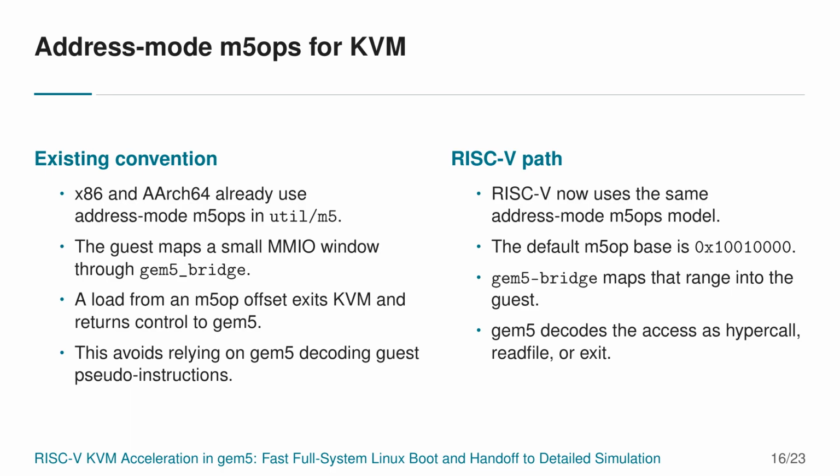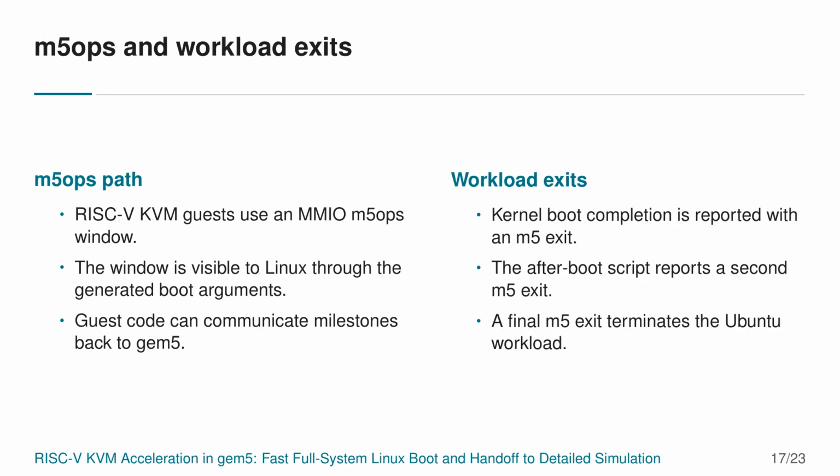The gem5 bridge maps the range into the guest, and gem5 decodes the MMIO address as hypercall, read file, or exit. M5ops provide the guest to gem5 control path. The generated boot arguments expose the MMIO window to Linux, and guest code uses that window to report milestones. For the Ubuntu workload, M5 exits mark kernel boot completion, after boot script execution, and the final workload termination. That keeps the normal gem5 workload structure even when the guest interactions are executing through KVM.